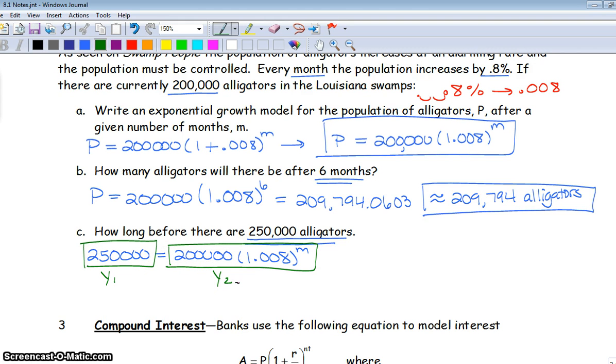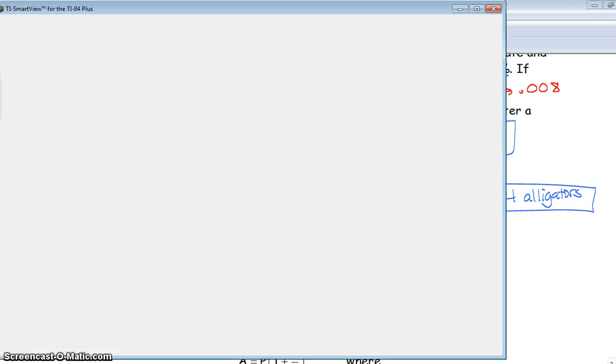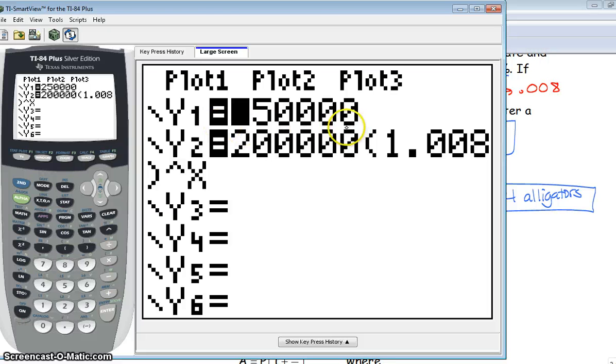So if you don't have your calculators out yet, press pause, get them out, get your calculator on and ready. When we go to y1, we plug in 250,000, and then in y2, we put the right-hand side of our equation in. Make sure that you're raising it to the x power. Even though our variable is m, your calculator represents that with x. Now we have to change our window. This 250,000 is representing a horizontal line at 250,000, so a 10 by 10 grid's not going to work.